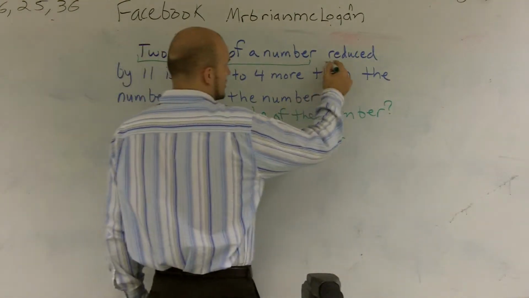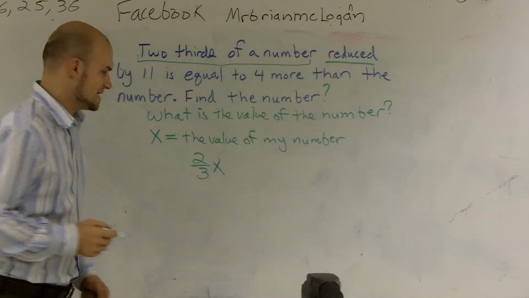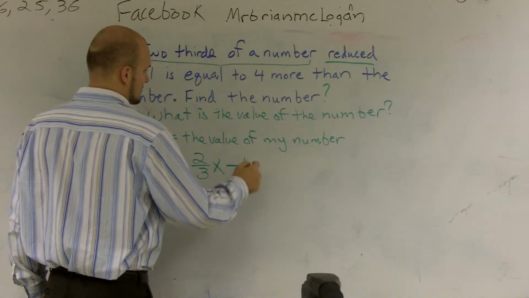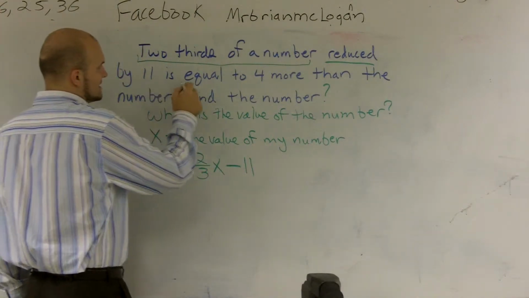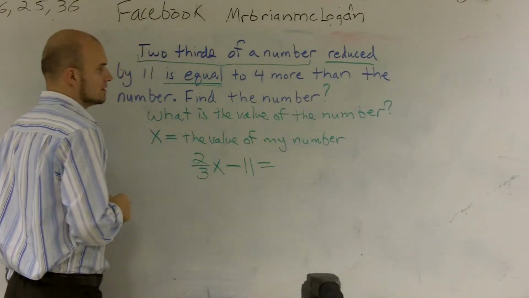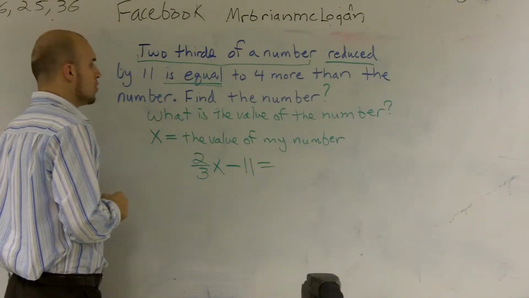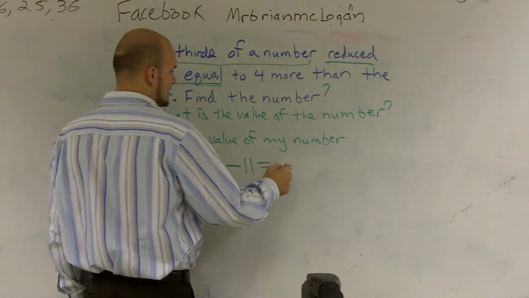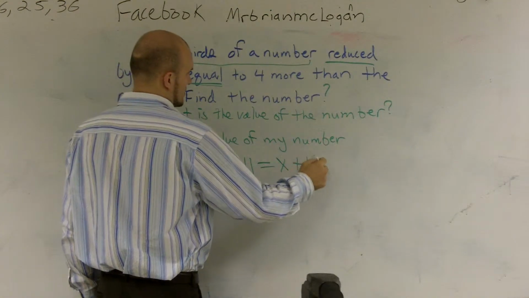So I like to underline all these keywords. Reduced tells me I'm going to subtract, is equal tells me I'm going to have an equals sign, to 4 more than the number. So I'm going to have my number again, plus 4.